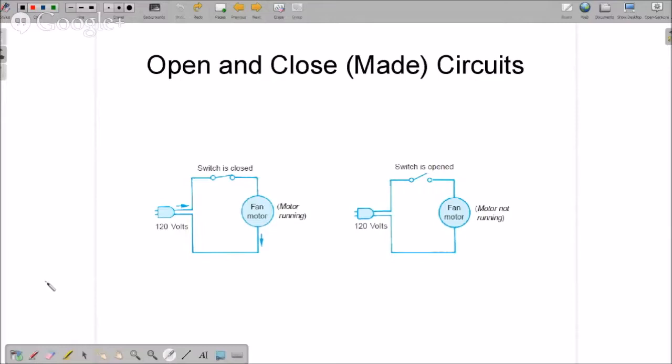A couple of things that we need to know for schematic diagrams, and that is open and closed, or made circuits, make or break. So let's look at this circuit right here. This switch is closed. So it's what we call made. This switch is open, and that's what we call break. So it's a make or break, closed or open, however you want to do it. So if you hear those terms, make or break, that's what they're talking about, open or closed.